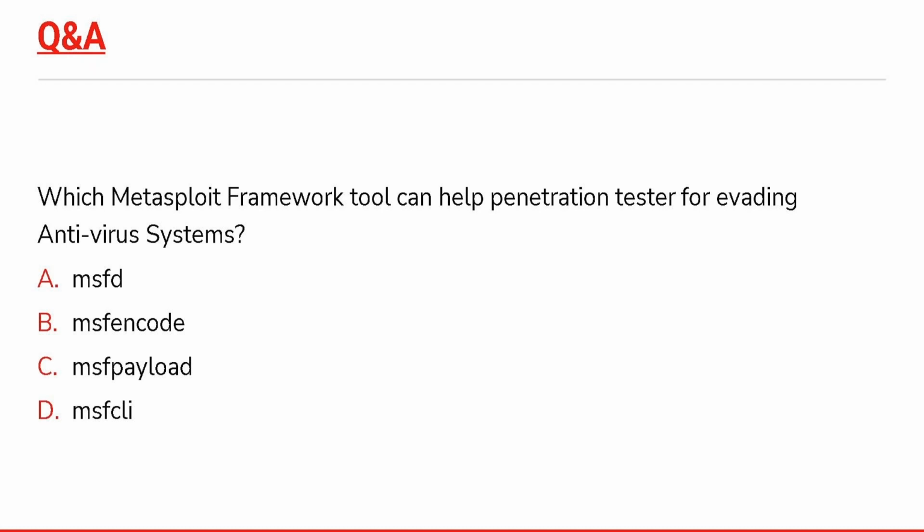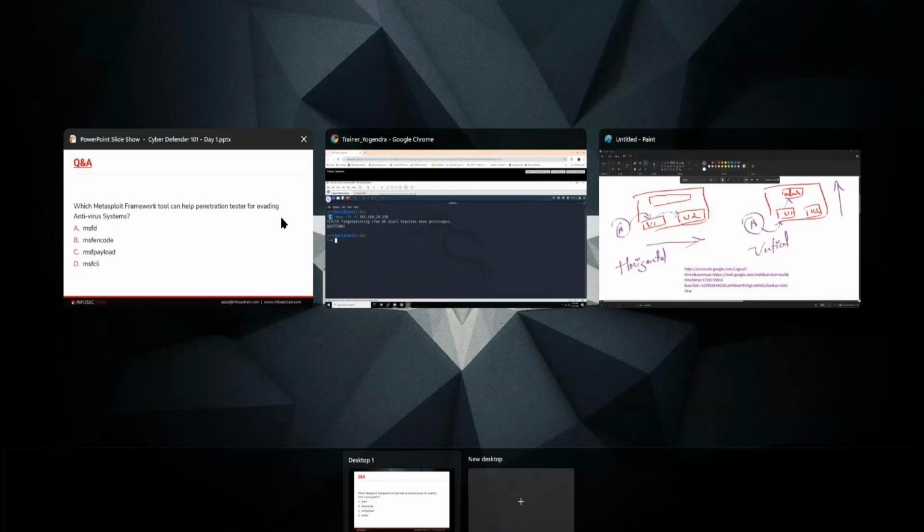Previously, what was happening was we were having the msfpayload, which we were using by itself. Then for the encoding we were using a different one, but nowadays they are all together. Let me show you.